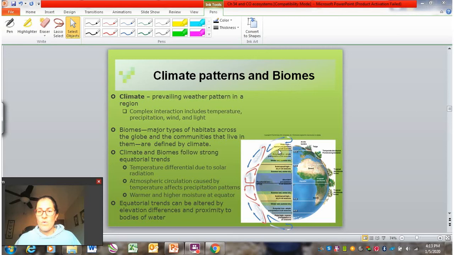And so as you move away from the equator in either direction, you have progressively lower temperatures and less precipitation at different seasons. So there's seasonal impacts and all that stuff too, but as a simplification. And then in addition to the general equatorial trends, there are also big impacts from elevation differences and proximity to bodies of water. So we'll take a closer look at those now.